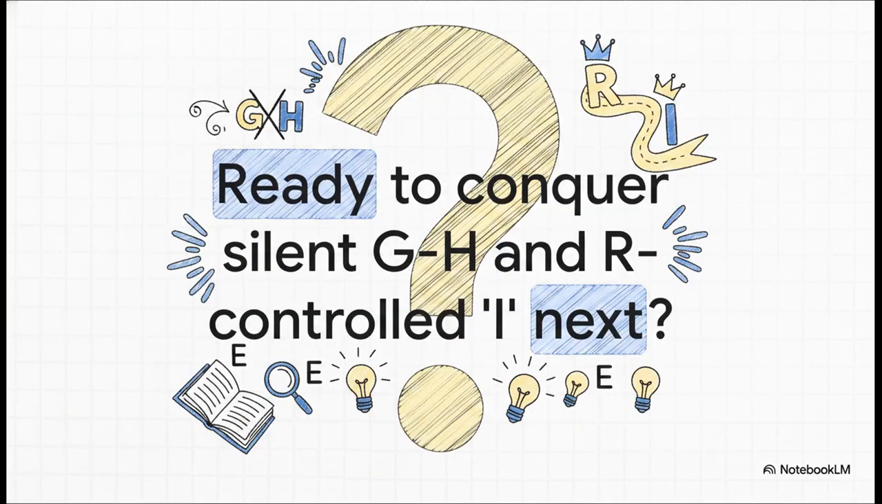So, look at that. You now have two incredibly powerful tools in your pronunciation toolkit that are going to help you read hundreds, maybe even thousands of English words perfectly on the very first try. But as we saw in our master blueprint earlier, we still have three more rules waiting for us. So, what does this all mean for you? Well, now that you've confidently mastered the short I and the magic of the silent E, are you ready to conquer the tricky silent GH and the R-controlled I next?